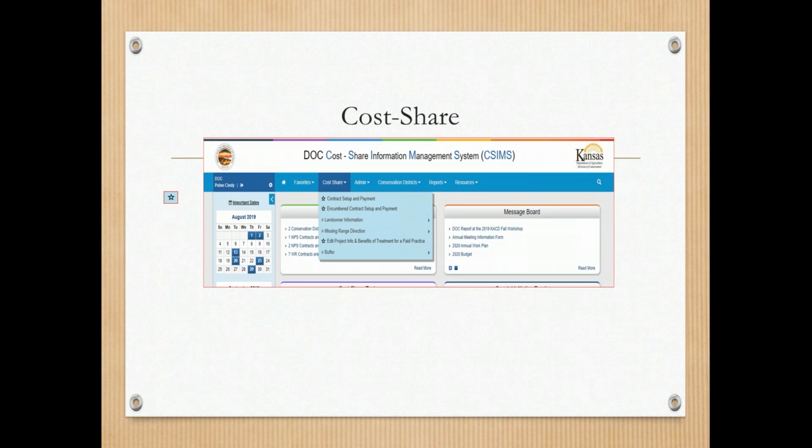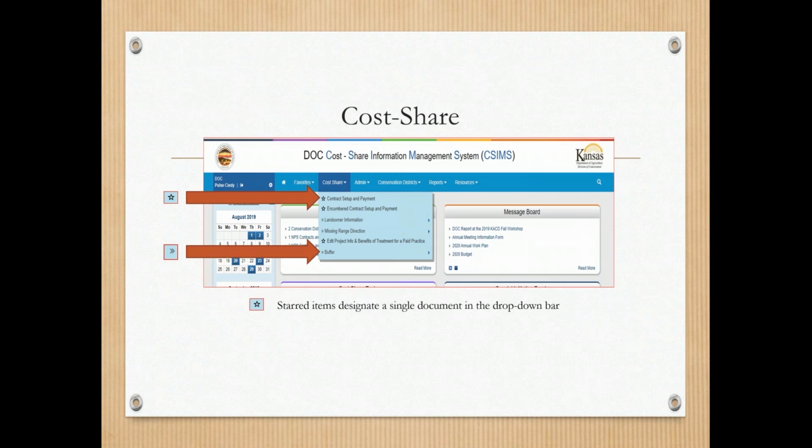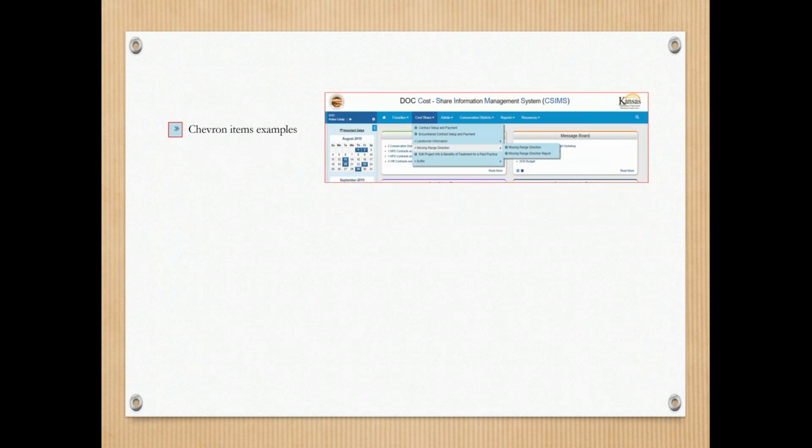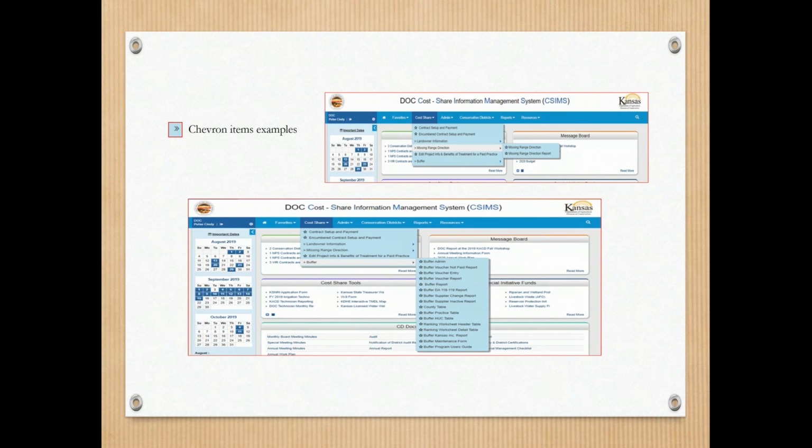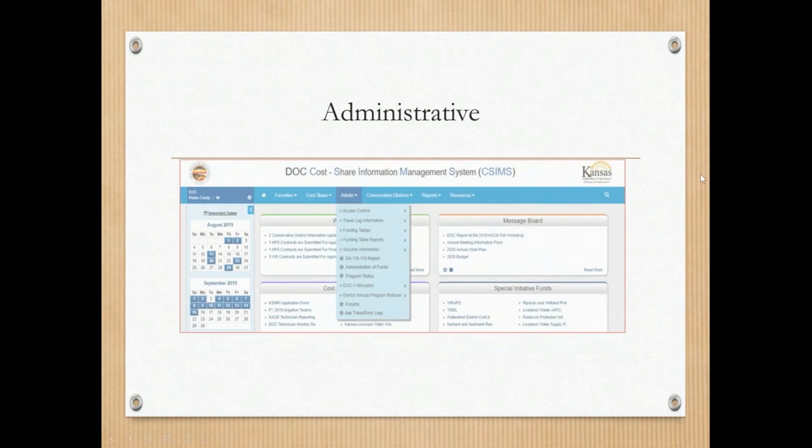Any documents that you see on the screen here, if they are starred, such as this one here, that means that it is a single document in that drop-down bar. Any of them that have these chevrons off to the side, like this one here, designate that you can click on that document and multiple documents will come up in that drop-down bar. So if you click on the chevron, it will bring down more documents listed within that one item. It's really neat, lots of information in a very small space.